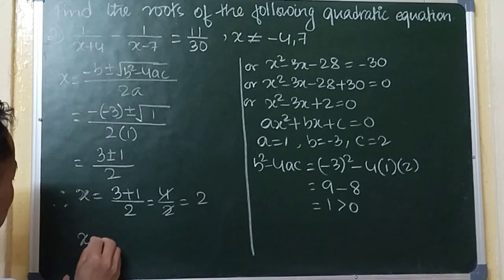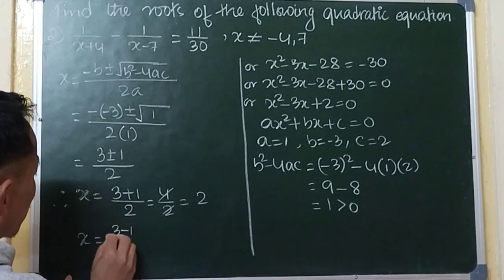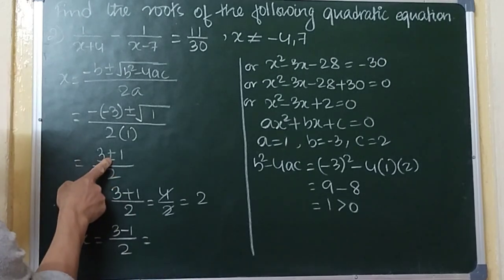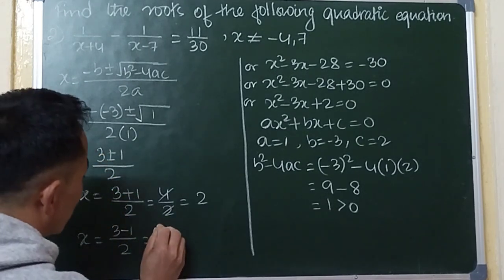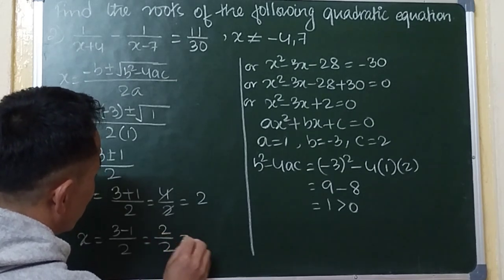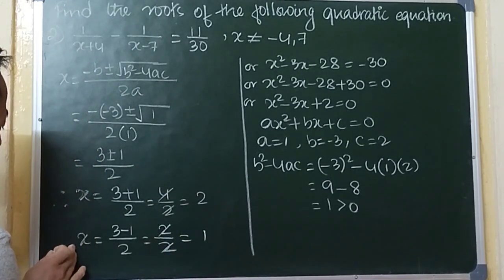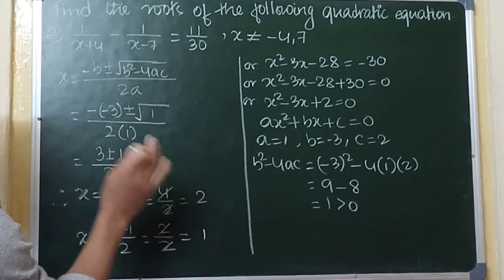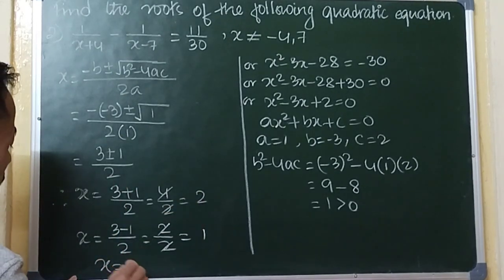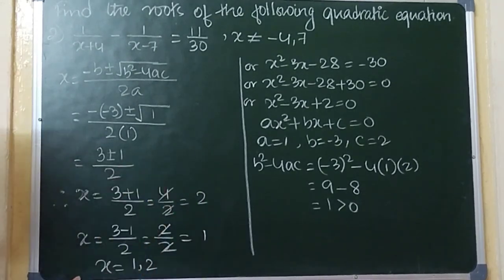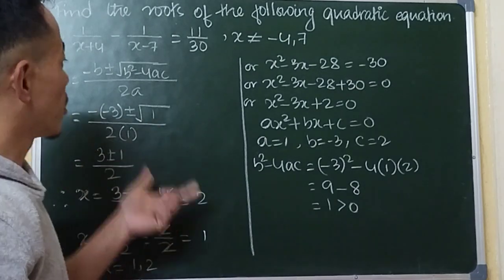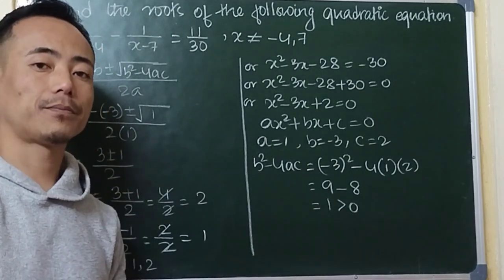The other one, x equals 3 minus 1 by 2. Here we have plus and minus. So first we have taken plus. For the second we are taking minus. So this becomes 2 divided by 2. If you cancel this, you will get 1. So therefore, the value of x is 1 and 2. The two roots of this equation are 1 and 2. So this is how this question needs to be solved.